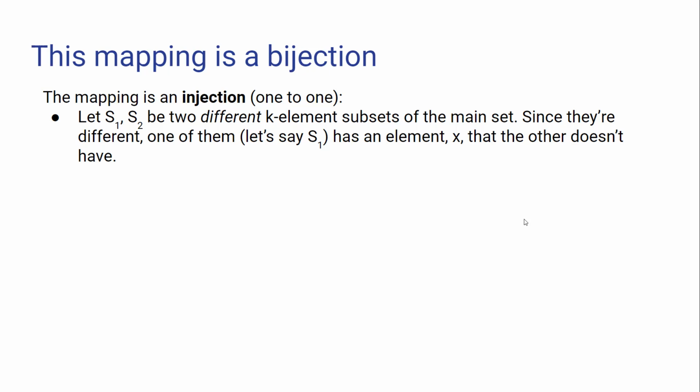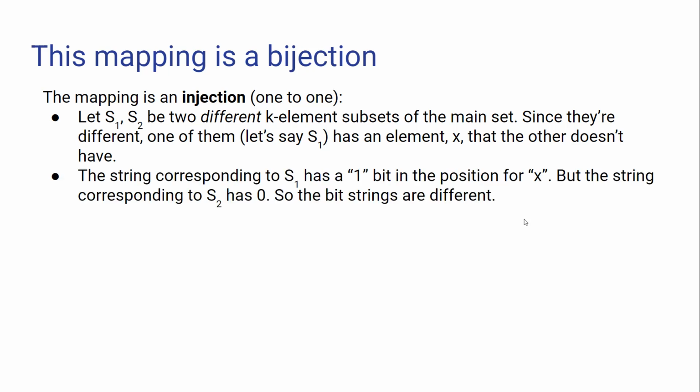So when I'm forming the bit string that corresponds to S1, I'm going to loop through all n elements of the main set and put a 1 if I encounter an element of S1 and a 0 otherwise in a bit string. So the bit string corresponding to S1 has a 1 bit in whatever position corresponds to X. But when I make the bit string for S2, that same position is going to have a 0 in it because X doesn't belong to S2. So I'm going to end up with two different bit strings if I start with two different subsets. And that makes the mapping an injection, no collisions.